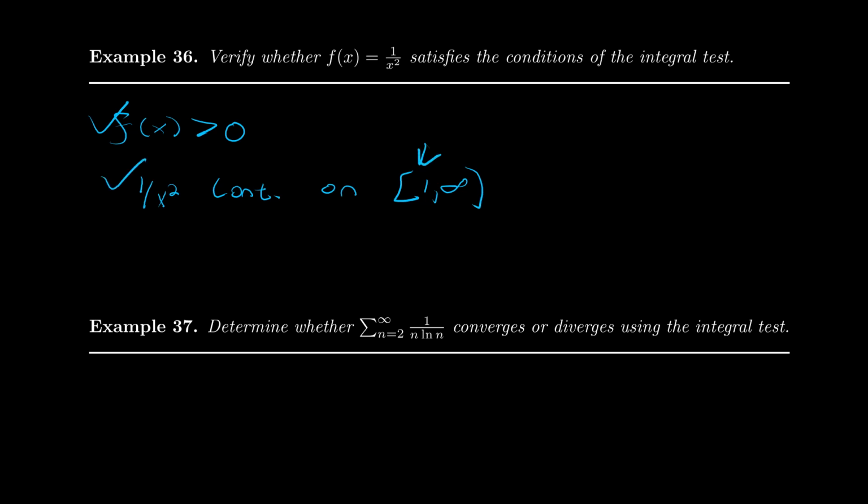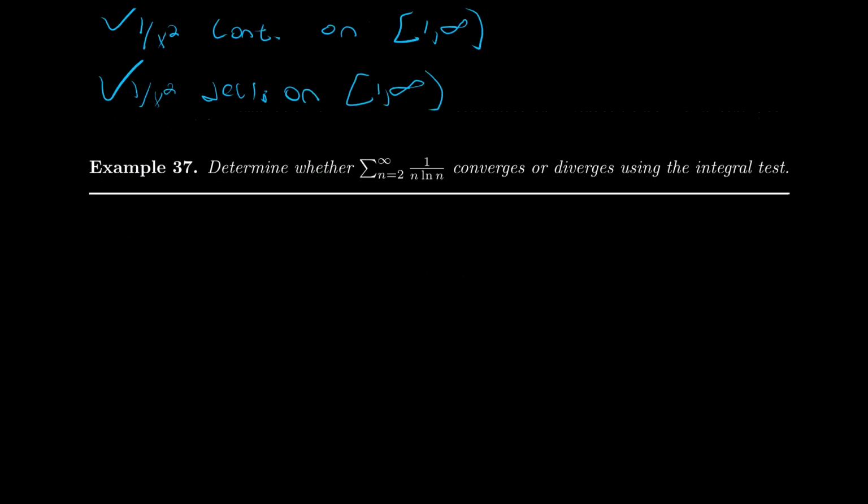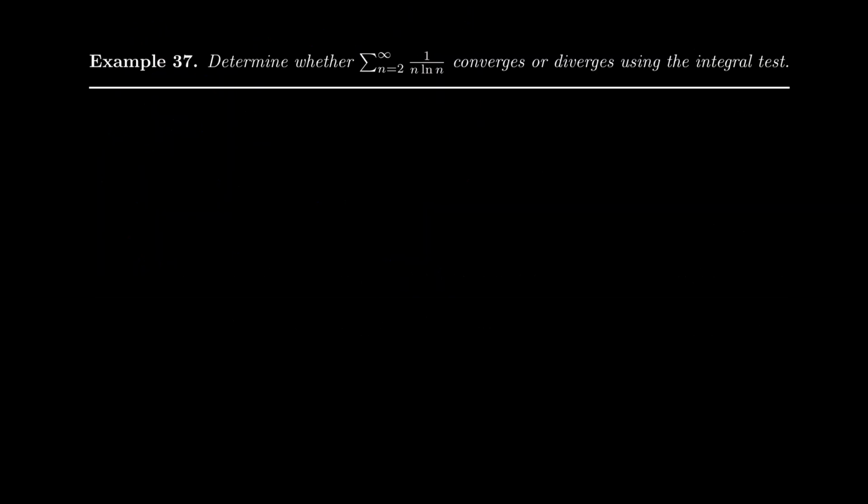And the last one is going to be, as x increases, notice that x squared increases, so its reciprocal decreases. So then 1 over x squared is decreasing on our interval from 1 to infinity. So then, yes, it meets all 3 of the pieces that we need. So let's scroll on down here and let's look at whether this thing converges or diverges using the integral test.